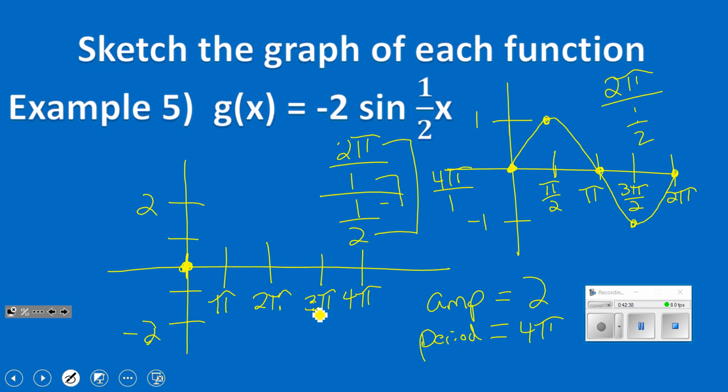So if I use my basic to mimic what I'm doing, where am I going to be at pi? I'm going to be up at 2. Where am I going to be at 2 pi? At 0. Where am I going to be at 3 pi? -2. Where am I going to be at 4 pi? 0.